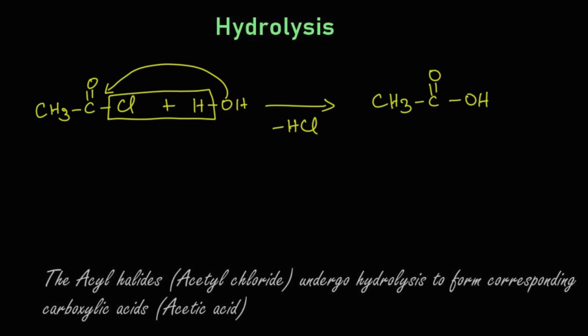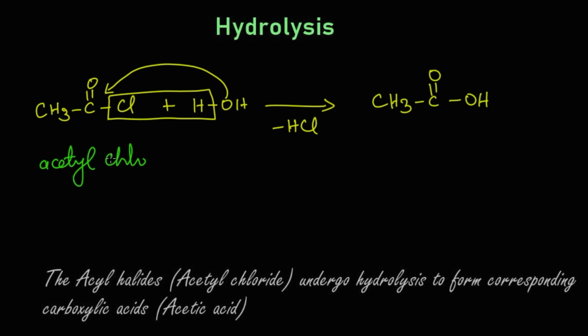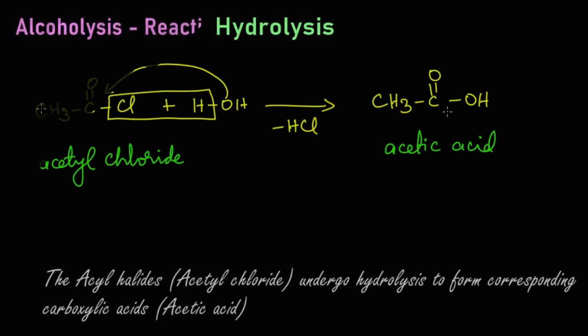Come on, let's write the name for these structures. This is acetyl chloride, reacts with water, and elimination of HCl happens. We get acetic acid as the product. Let's summarize the reaction. The acetyl halides, that is acetyl chloride, undergo hydrolysis to form the corresponding carboxylic acid, that is acetic acid, as the product.